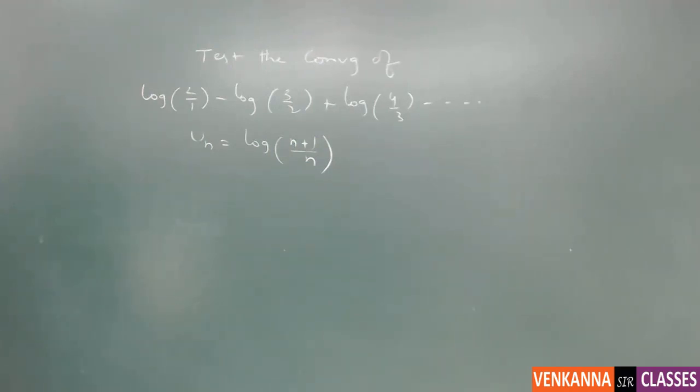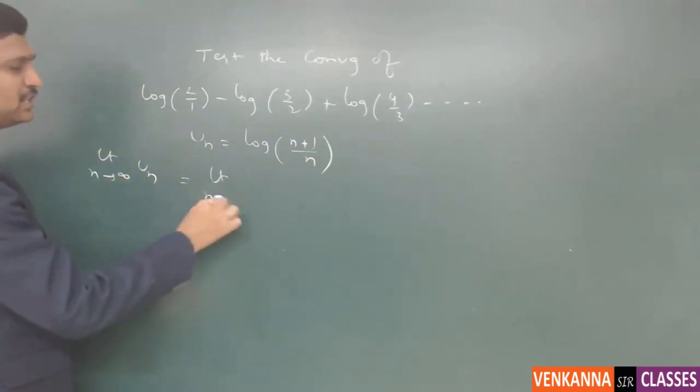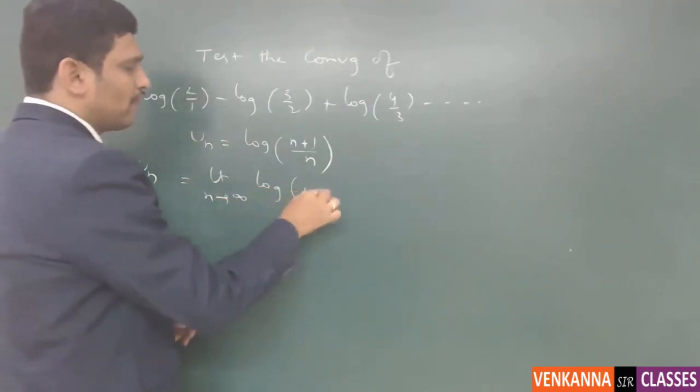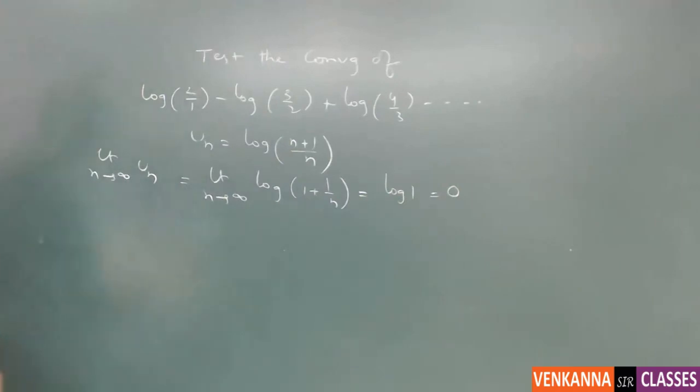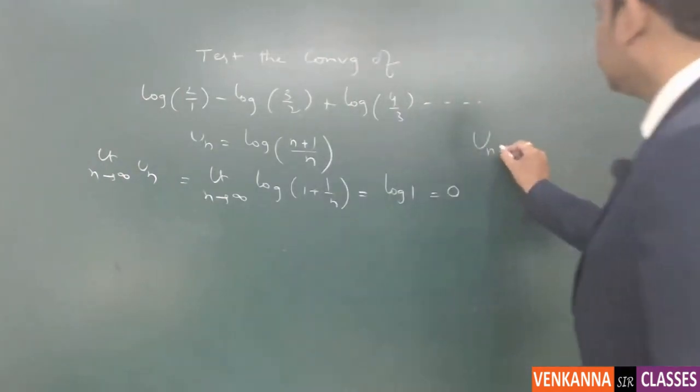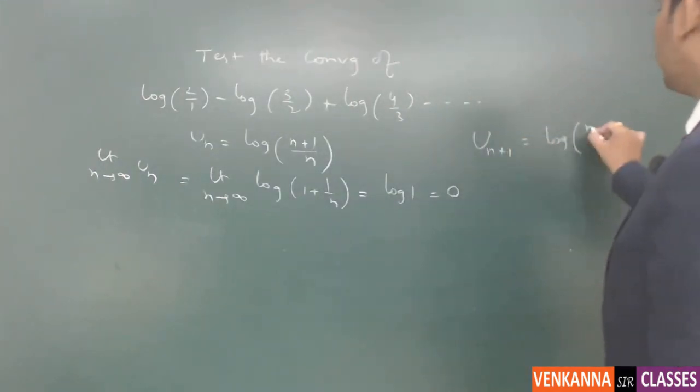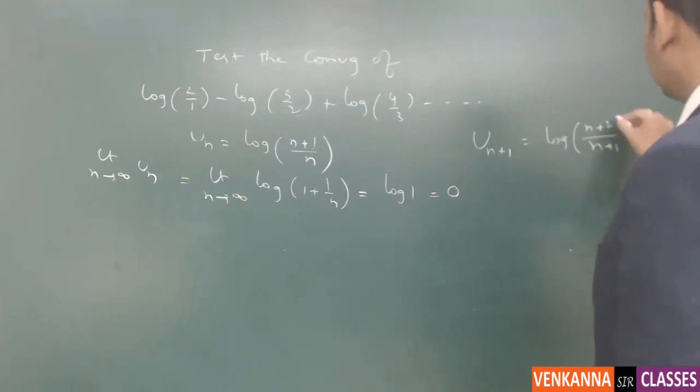Right. So if you calculate the nth term limit, it will be limit n tends to infinity log of 1 plus 1 by n. Applying the limit, it will be log 1 equal to 0. Agreed? So among the two conditions, one condition is satisfied. What is the other part there? You need to prove that it is a decreasing sequence. So if you write un plus 1, it will be log of n plus 2 by n plus 1.